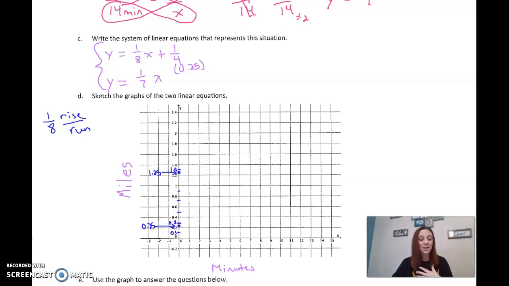Now here's the good news. We can just go over 8 because we're just counting by 8s, right? So from here to here, I'm rising 1. I'm going over 1, 2, 3, 4, 5, 6, 7, 8. Okay? Make the dot big.